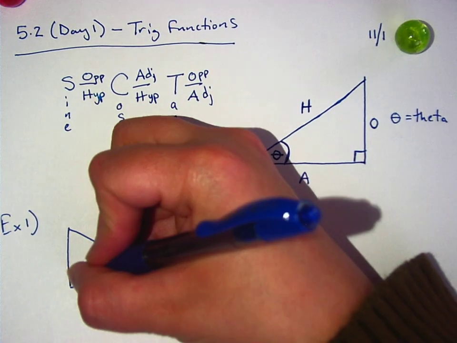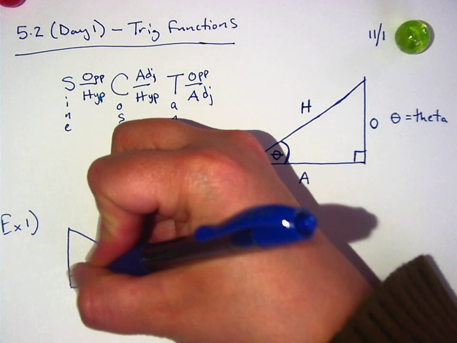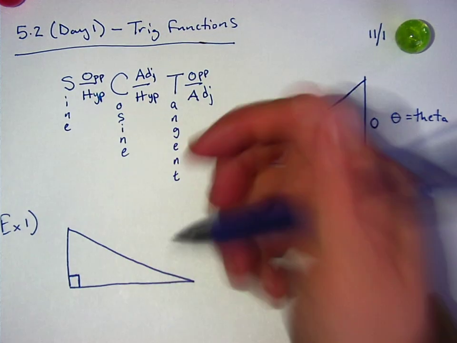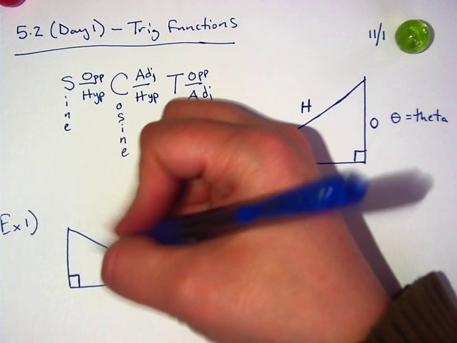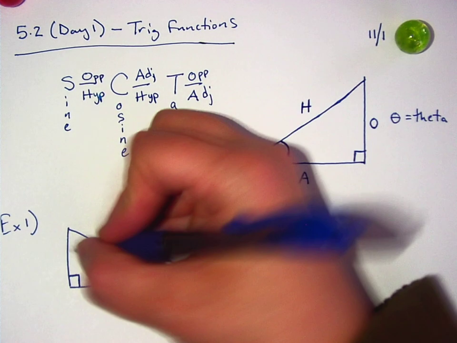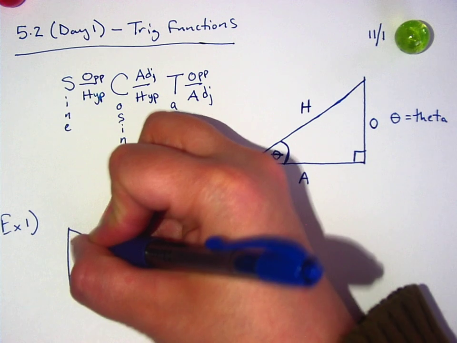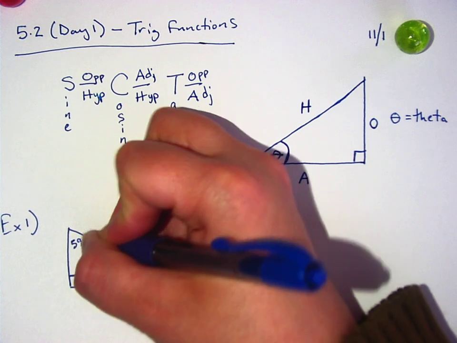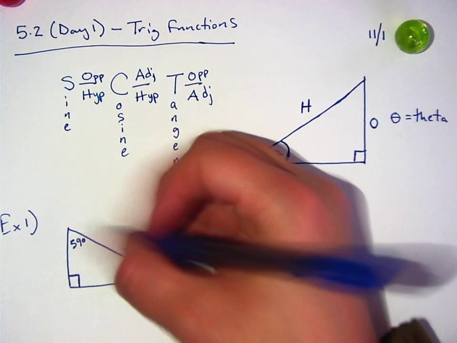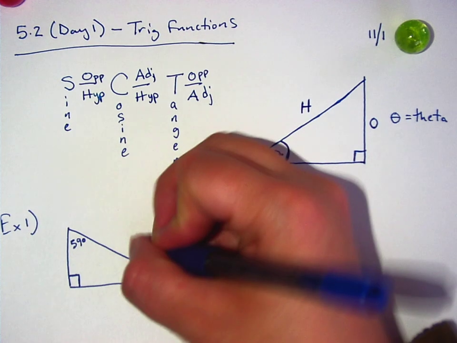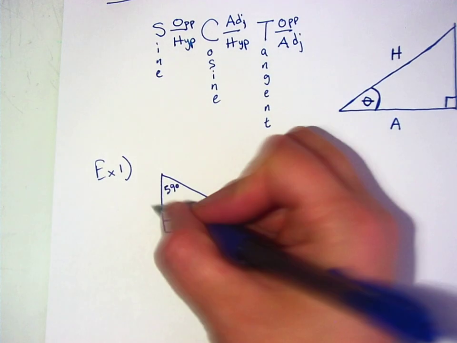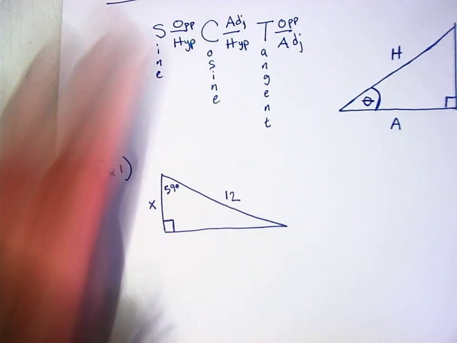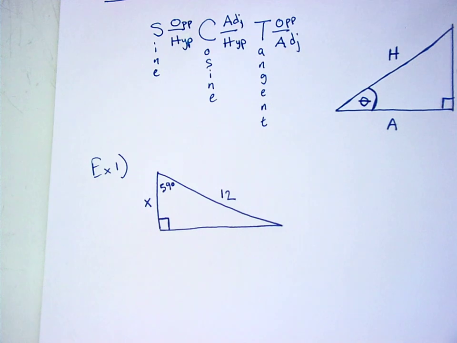I'm just going to make this one up. All right, let's say that this angle is 59 degrees. And this side is 12. And I want to find this one. You're definitely going to need a calculator if you don't have one already.